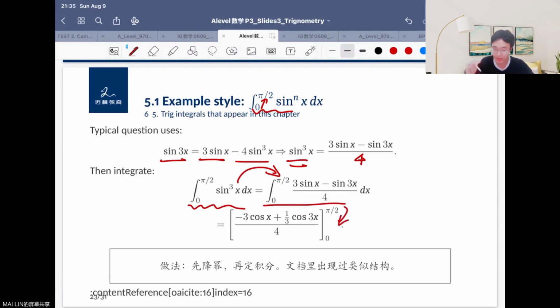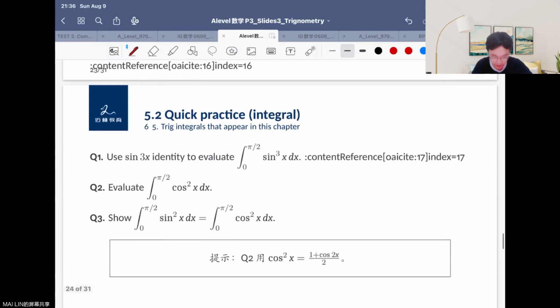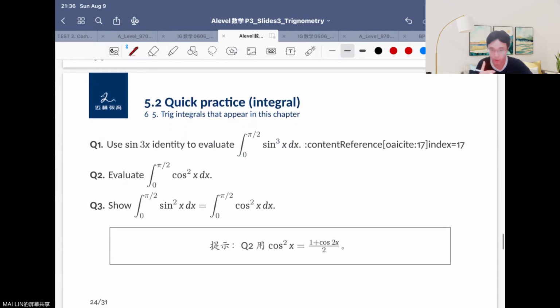The integral of 3 sine x is negative 3 cosine x, and for sine 3x, the integral is negative 1 over 3 cosine 3x, divided by 4, from 0 to pi over 2. So we have to understand how to transform trigonometric forms, like how to transform sine cubed x into sine x and sine 3x.